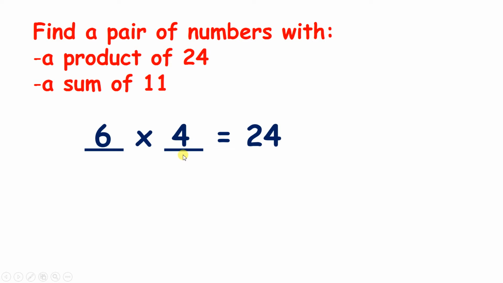6 times 4 is 24, but with 6 and 4 we have a sum of 10, not 11. So let's try something else. 3 times 8 is 24, and 3 plus 8 is 11. So our numbers must be 3 and 8.